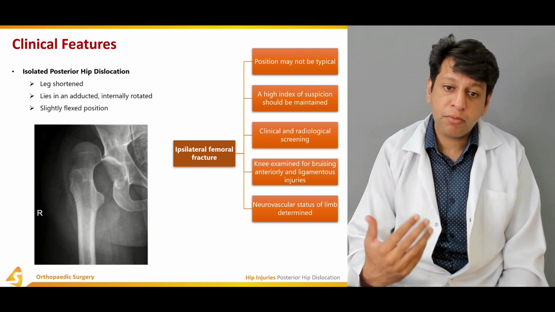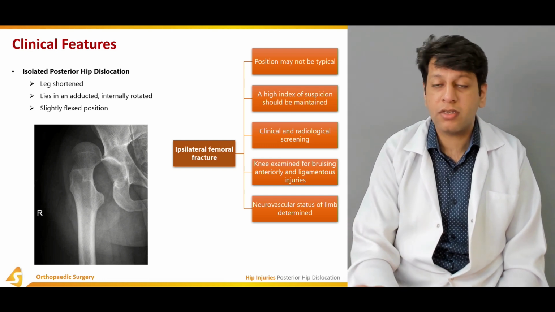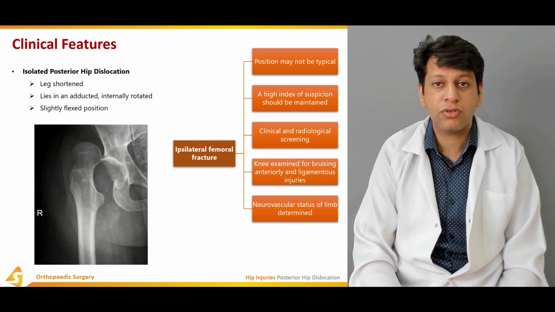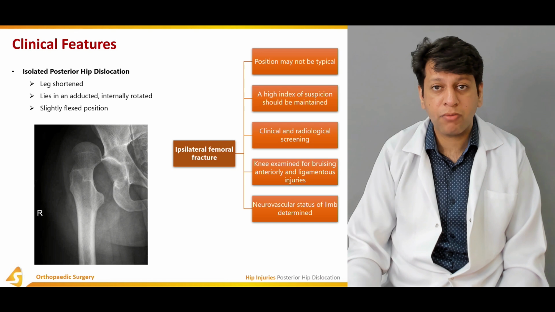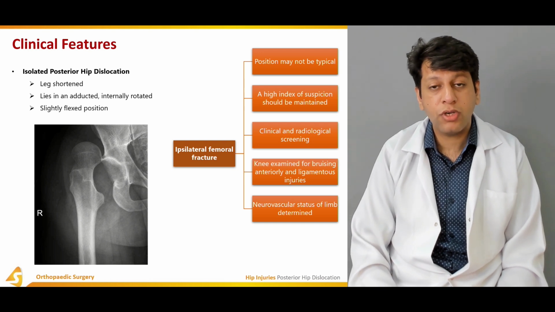Or the problem may not be over here. The problem may be this isolated dislocation, a simple dislocation over here, but there may be another associated vascular injury down somewhere around the knee as well. So you need to look first.